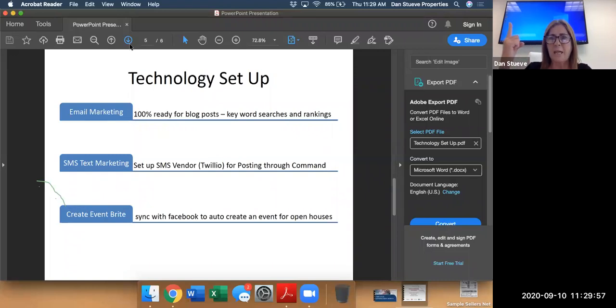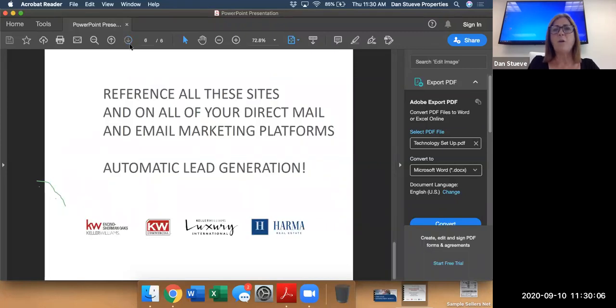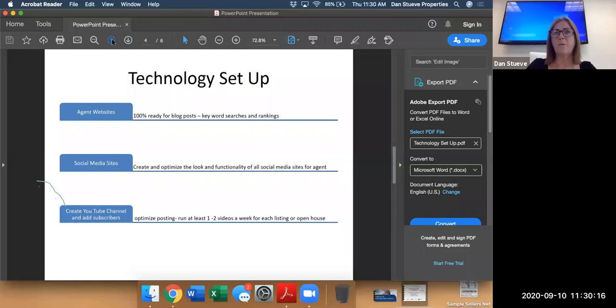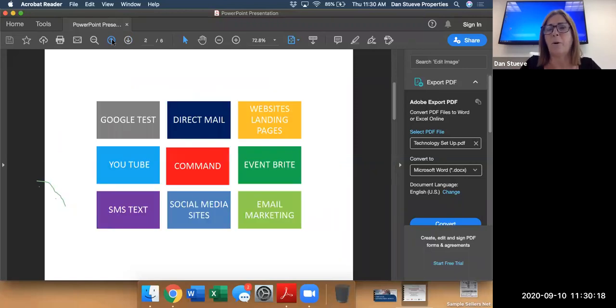Do one thing at a time, until you feel comfortable. Then add the next thing, then add the next thing until you have all of it going on, okay? Reference all the sites on all your direct mail and email marketing, okay? This is really, really important. So I really want you to take it one piece at a time, all right? And build one of these things at a time. I think it's super important for you to understand that. And that's what will make the phone ring. So all these things that are here, none of these things in these colors are prospecting, are they?